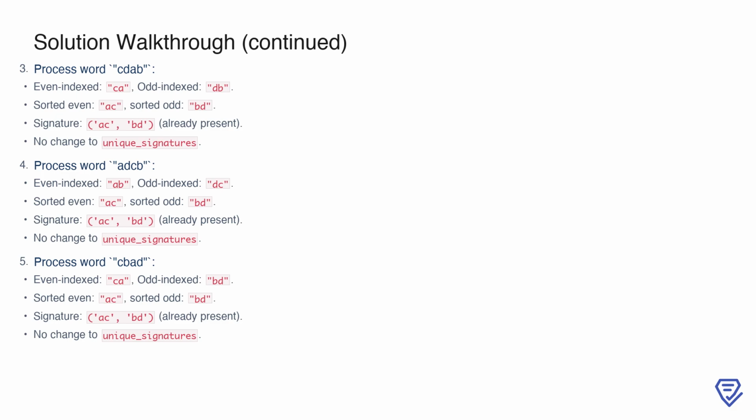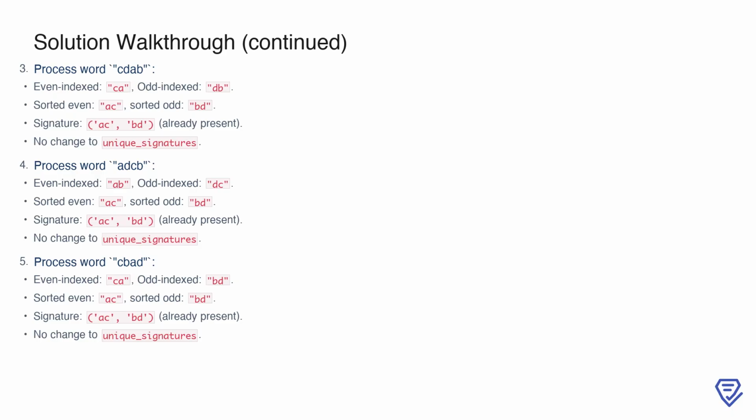Next, we process the word DCBA. The even-indexed characters are CA, and the odd-indexed characters are DB. After sorting, the even part becomes AC, and the odd part becomes BD, giving the signature (AC, BD). Since this signature is already in the set, no changes are made.